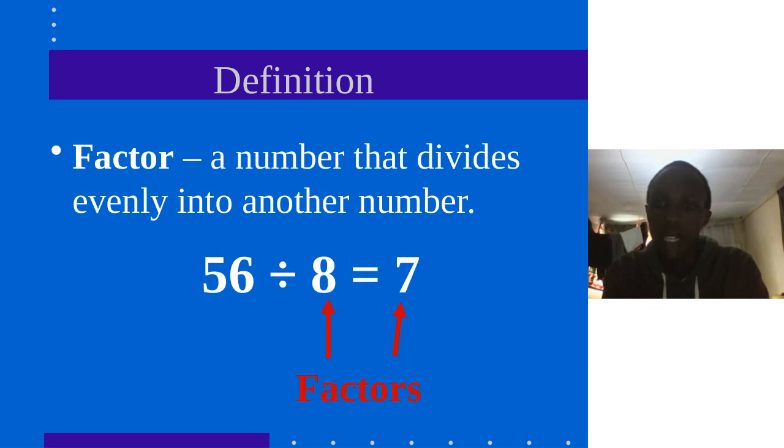A factor is a number that divides evenly into another number. For instance, 56 divided by 8 is equal to 7. So 8 divides 56, meaning 8 and 7 are factors of 56. If you multiply 8 times 7, you will get 56.